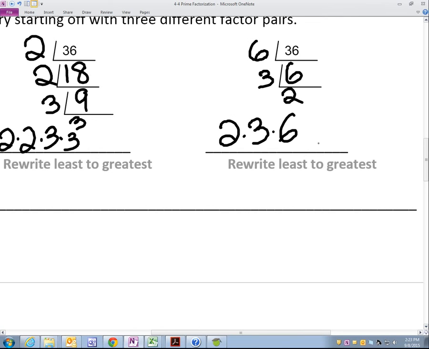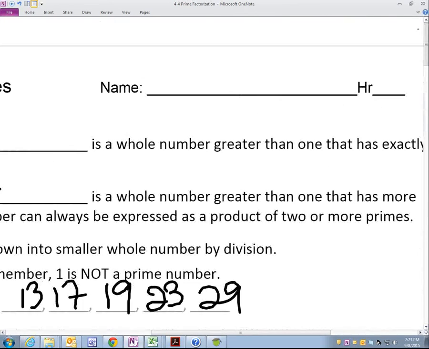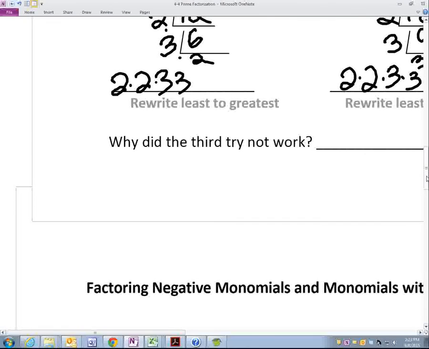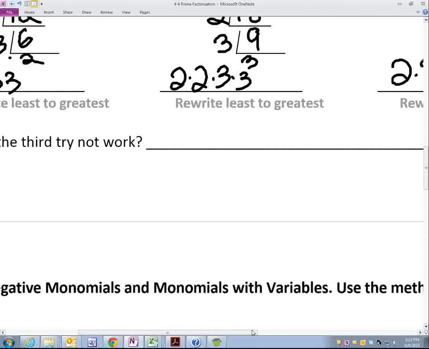It's not prime. This section is prime factorization. 6 is not prime. 9 is not prime. It needs to be prime. Because it's not the optimal situation if it's not prime, and it's not Optimus Prime if it's not prime factorization. Why did the third try not work? Because 6 isn't prime.